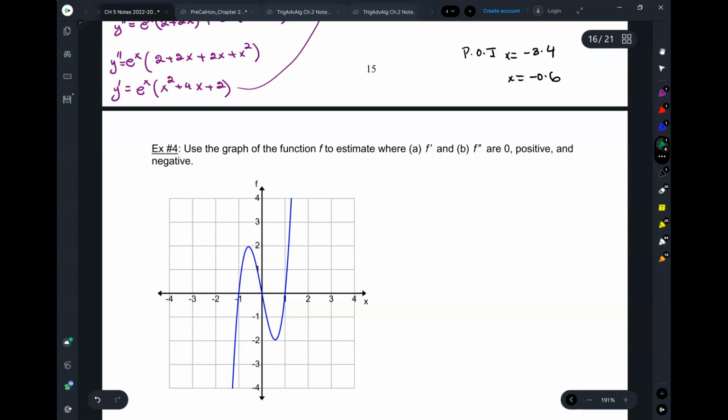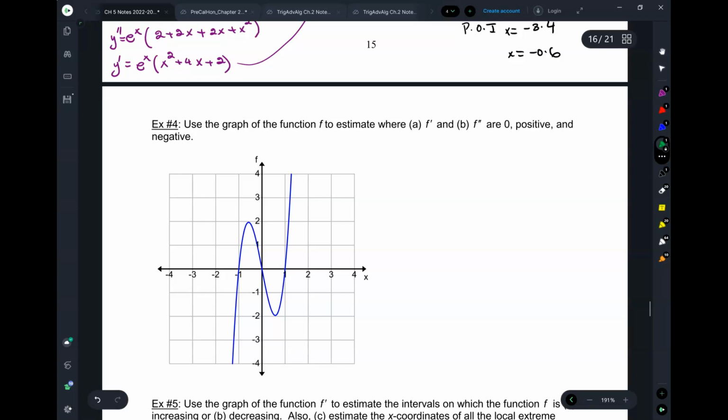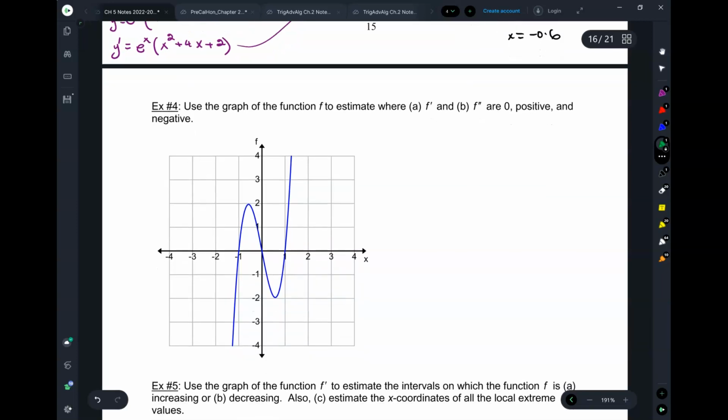So lastly, I'm going to skip that for now. So lastly, I want to do this one. It says use this graph to estimate where f prime and f double prime are 0, positive, and negative. Okay? So let's do this.